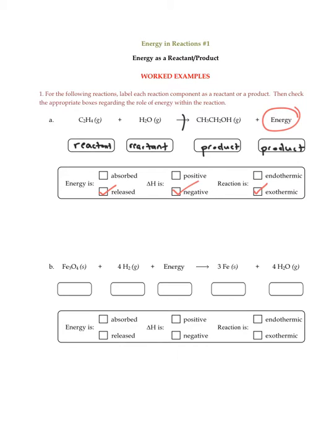And so what I want you to get used to with this particular exercise is that these three terms go together, right? Energy being released, a negative delta H, and an exothermic reaction. Those always go hand in hand. And so if we look at our second example, again, anything to the left of the arrow is a reactant. Anything to the right of the arrow is a product.